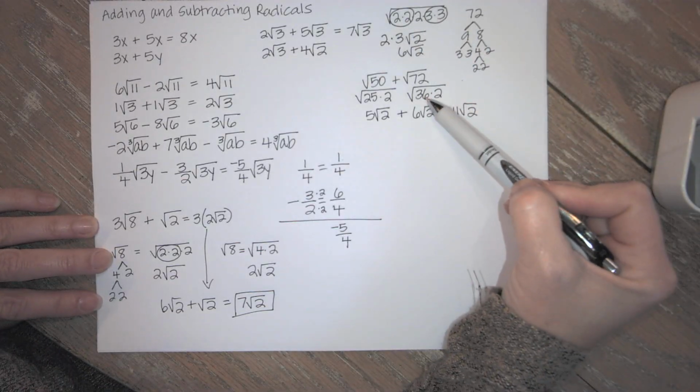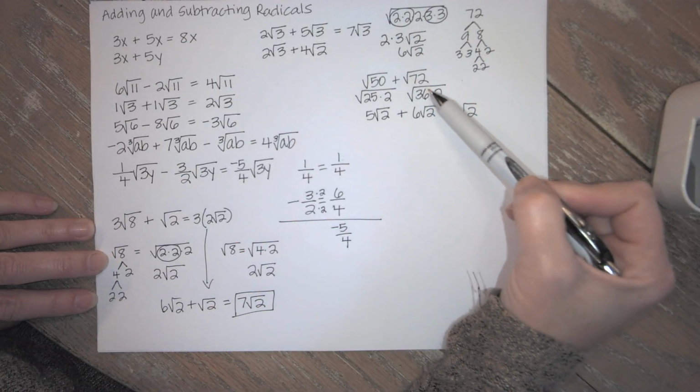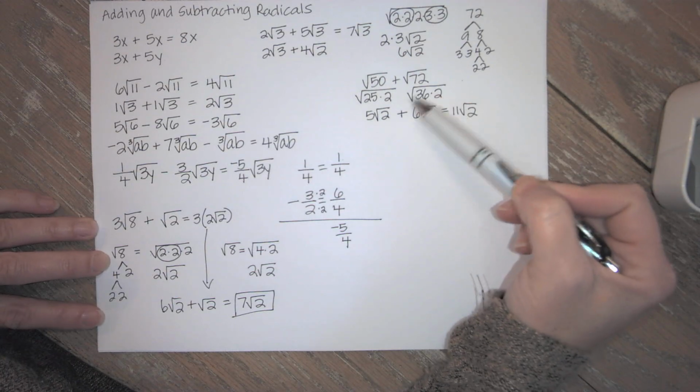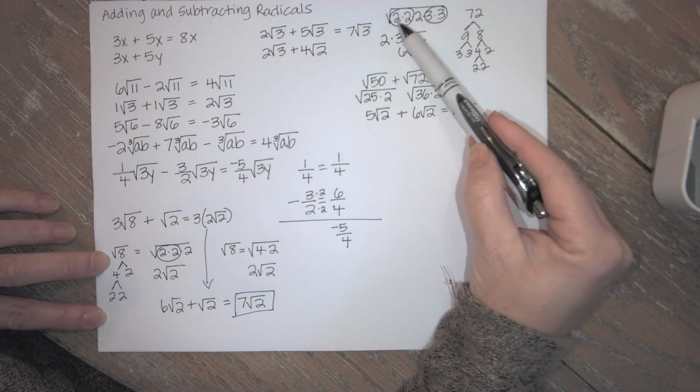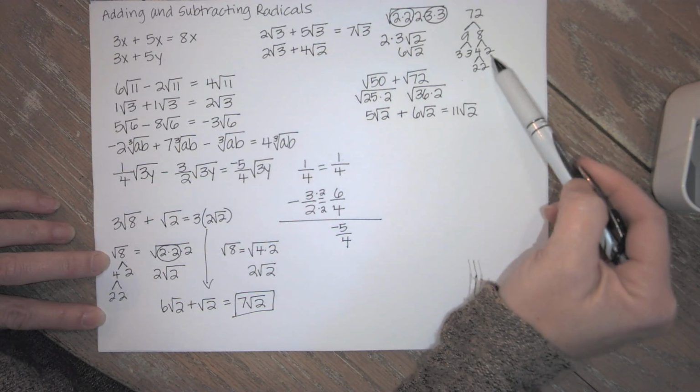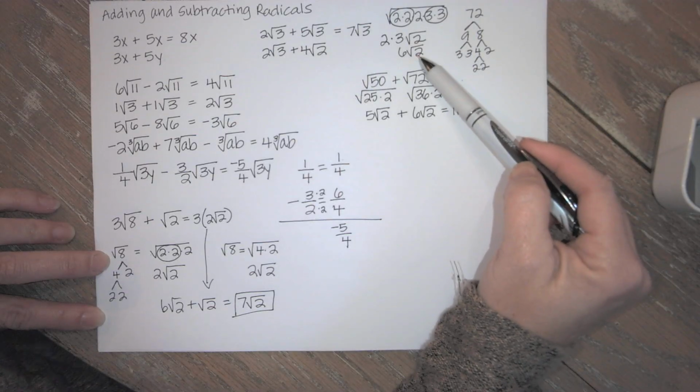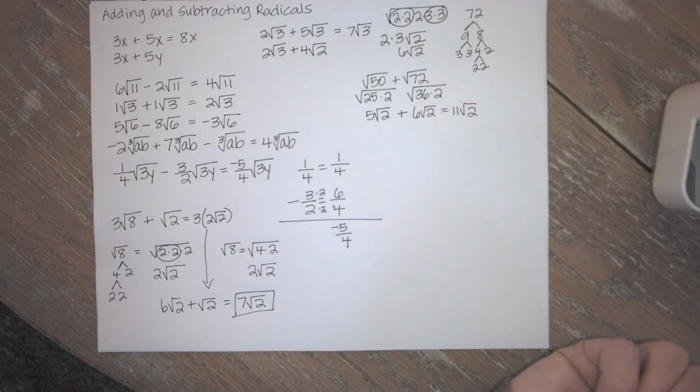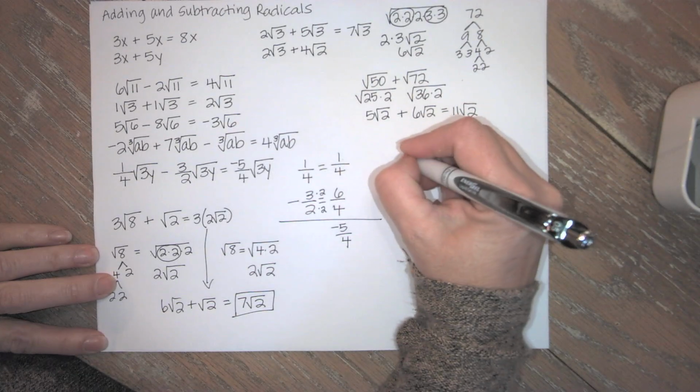So I just happen to know that 36 went into 72 twice. But if you didn't know that off the top of your head, you can always break 72 down until you get prime factors and do it that way. All right, let's try another one.